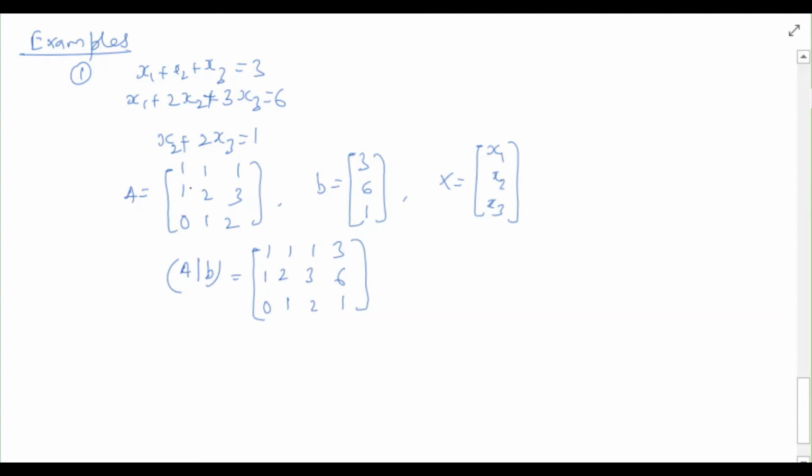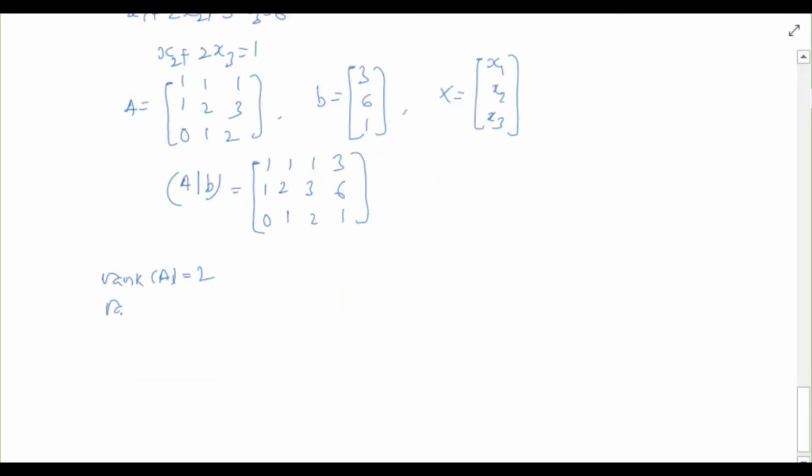Notice that in A, all three rows are not linearly independent. In fact, if I add the first and third rows, I get the second row. So rank of A is 2. On the other hand, it can be checked that rank of AB is 3. So rank of A is strictly less than rank of AB, and so the system has no solution.